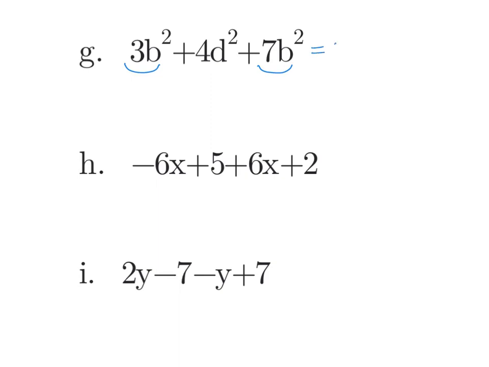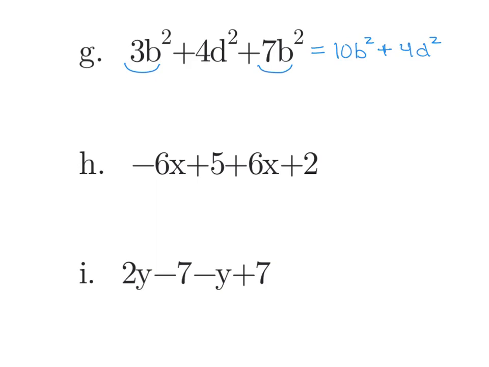3 plus 7 is 10. We keep the variable, we keep the exponent. And then now what do I do with the 4d squared? Well, I just keep it. And so our final answer is 10b squared plus 4d squared.